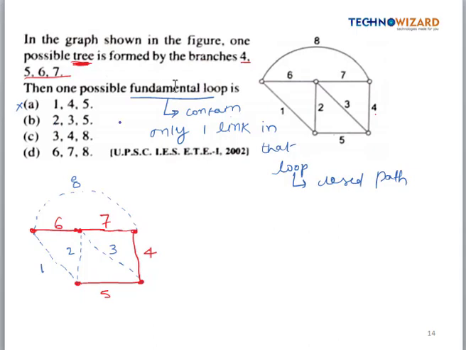Next option is 2, 3 and 5. So 2, 3 and 5 is forming a closed path, but here two links are included, so this is not a fundamental loop. Because here the two links, link 2 and link 3, are involved, but the definition of a fundamental loop is that it should contain only a single link. Next option is 3, 4 and 8. So 3, 4 and 8 is also not forming a closed path, so this is also wrong. Next option is 6, 7 and 8. So 6, 7 and 8 is forming a closed path, and there is a single link present in this loop, so this option is correct. So for this question, option D is correct.